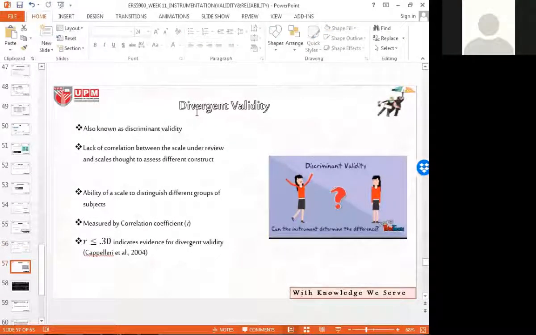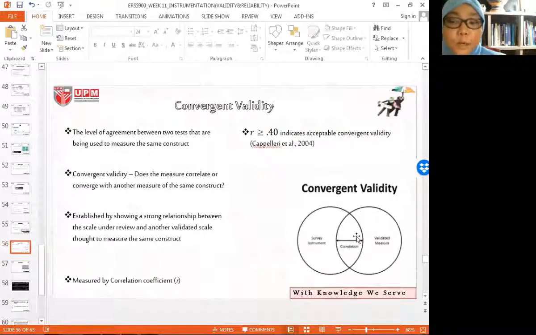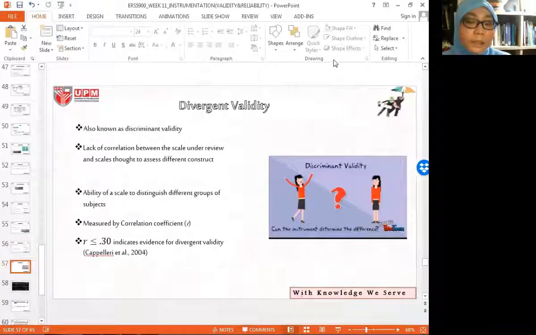Okay, so next one is divergent, also known as discriminant validity. Converge is how much similarity; diverge is how much difference. So there is a lack of correlation between the scale under review and a scale thought to assess a different construct. With divergent validity, we expect the two instruments to diverge from one another. For convergent validity, we usually find two instruments measuring the same thing and correlate them. For divergent validity, we use two instruments that measure different things.